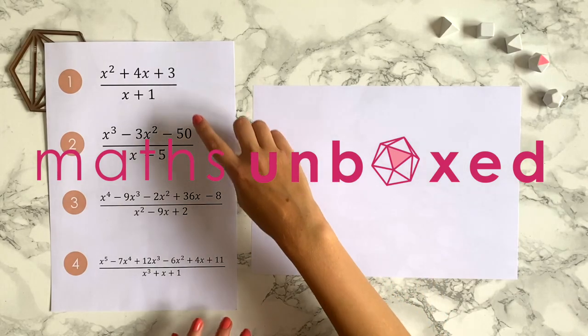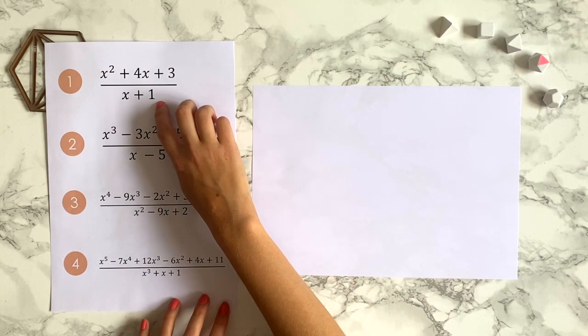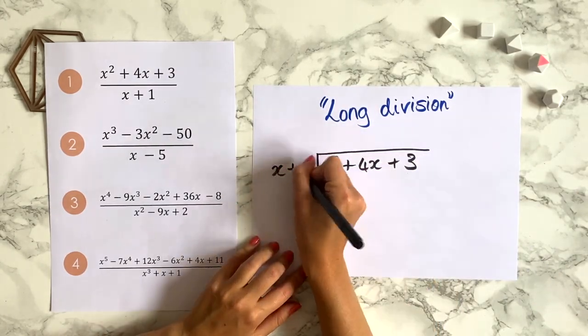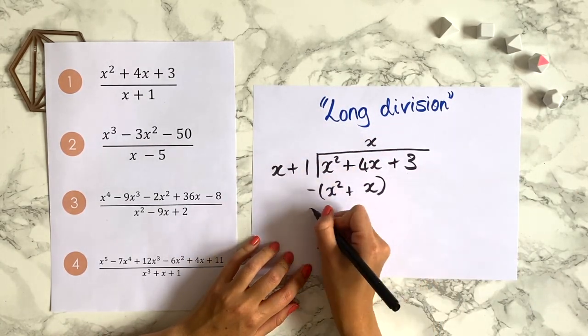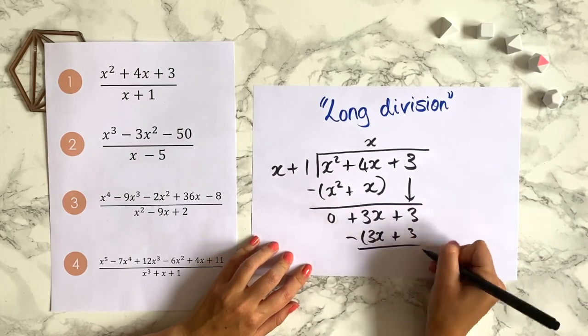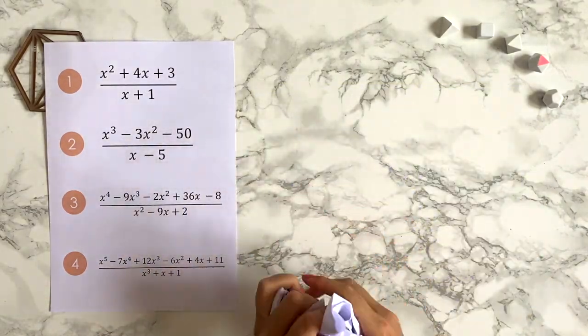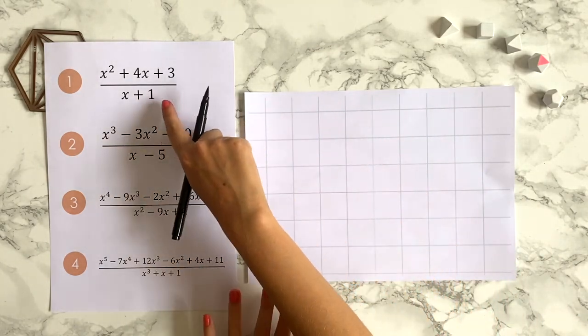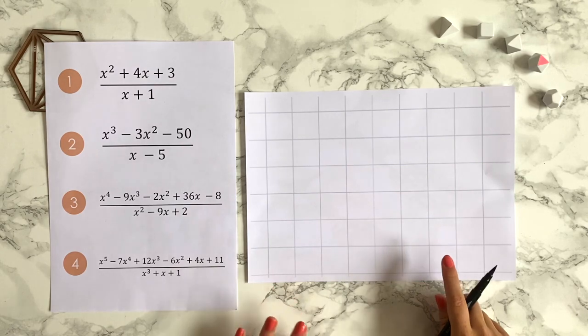Say you want to divide a polynomial by another polynomial. Often people are taught a method to do this called long division, which looks something like this. But I find this method quite confusing, and in fact there's a different method that I think is a lot easier and quicker to do.